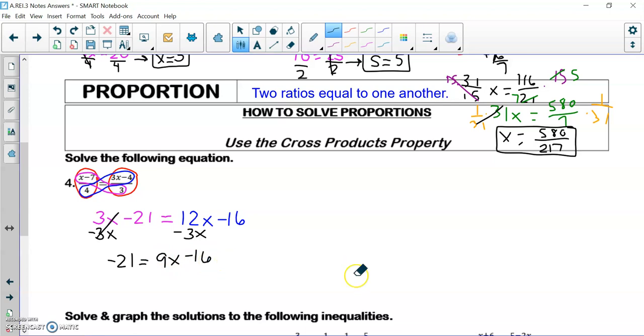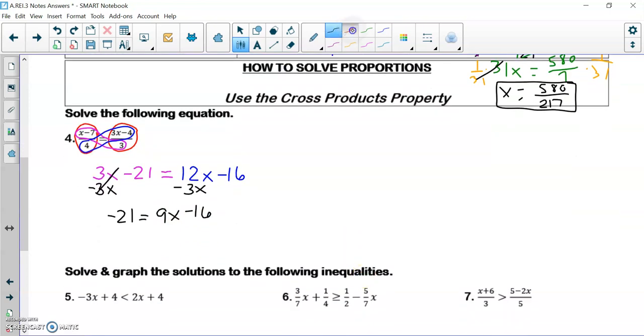Now this is a simple equation that we've seen before. We're going to move the 9 and the minus 16 over to the left side to move it away from the variable. But I'm going to want to add 16 to both sides first. I need to do it in a specific order. So a negative 1 plus a 12 plus a 16 is a negative 5, and that equals a 9x.